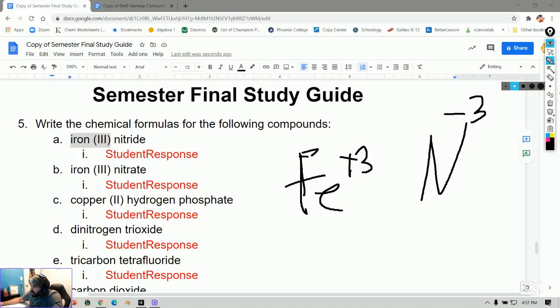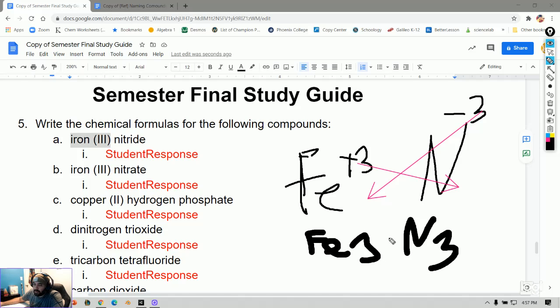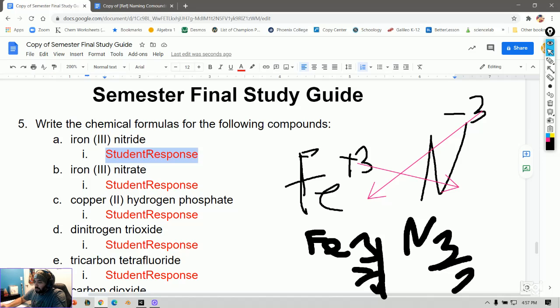Well, you can always do the crisscross method. I think I'm just going to do the crisscross method eternally now. Right? You put the 3 here, you put the 3 here. So you end up with Fe3N3. Okay, but you're not done because this can get reduced, right? Divide both of the elements by 3, you'd end up with just FeN. FeN.